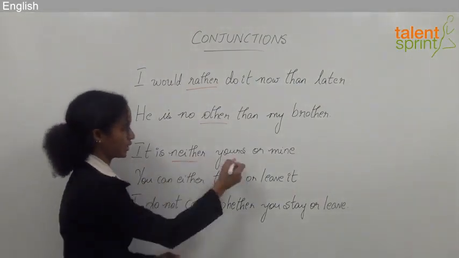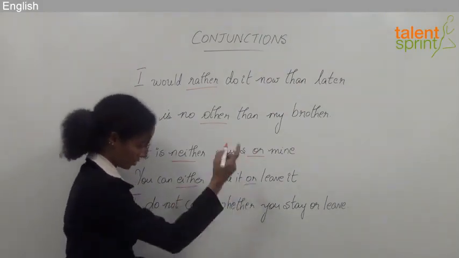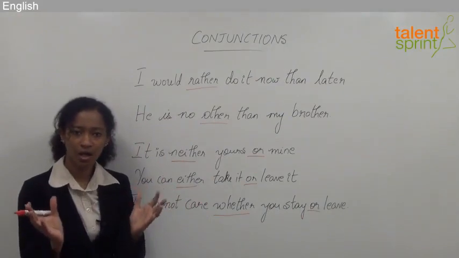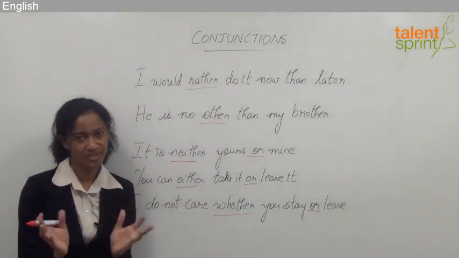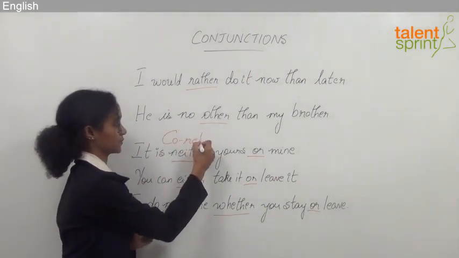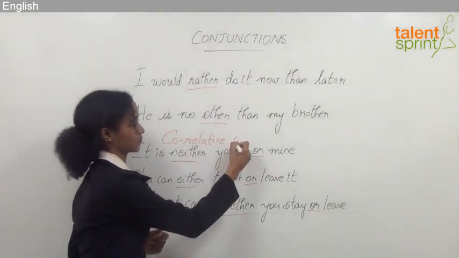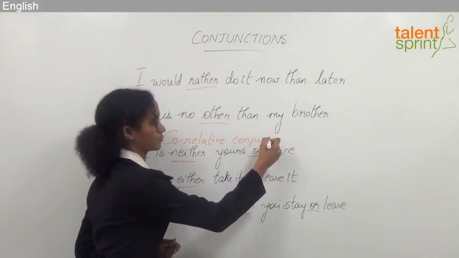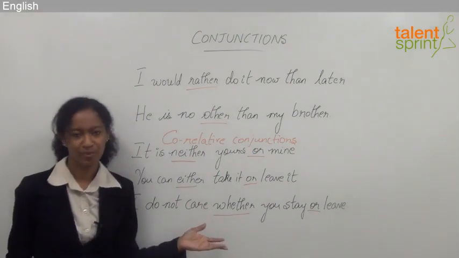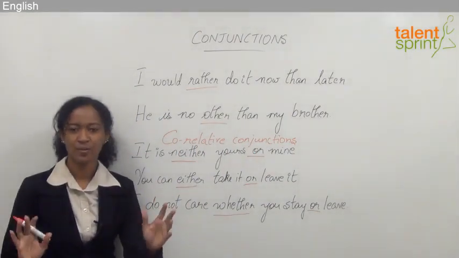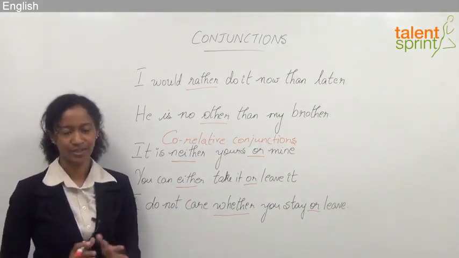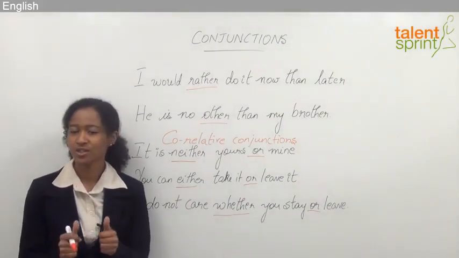So here, neither nor, either or, whether or. Now, all of these are coming in pairs. So such conjunctions that come in pairs are called correlative conjunctions. Yeah? This is very easy to remember, right? All the conjunctions that come in pairs are correlative conjunctions. And these are a couple of examples for you. Now let's understand the application of conjunctions through some exercises.